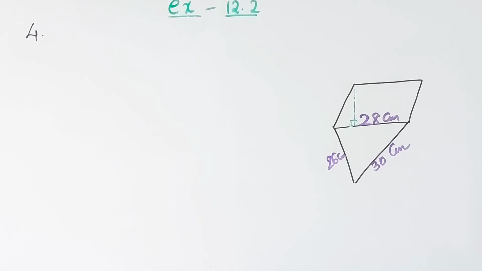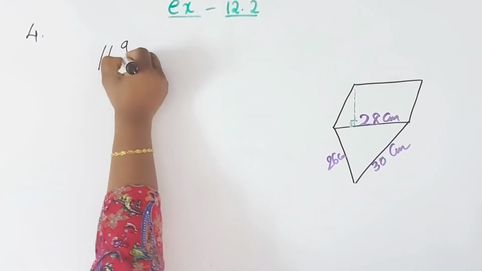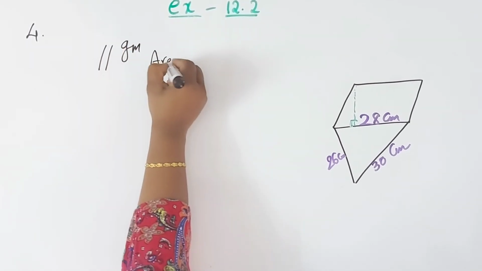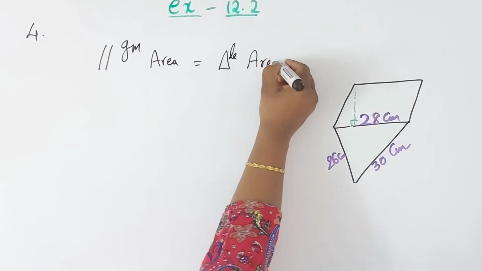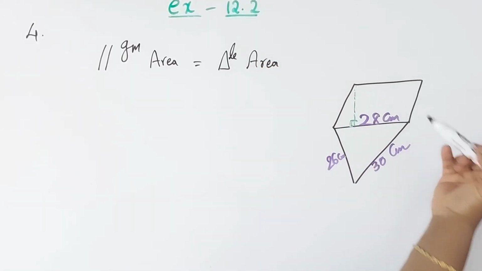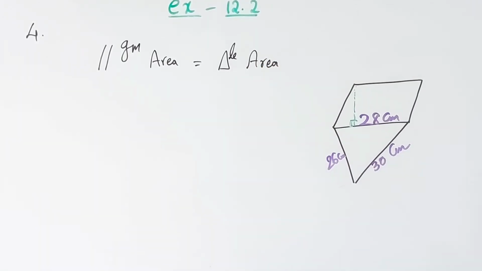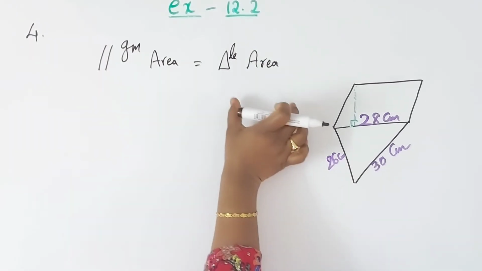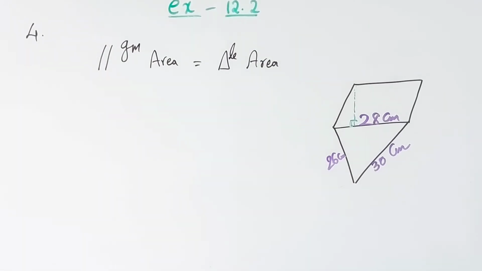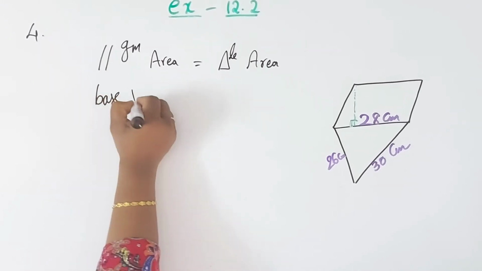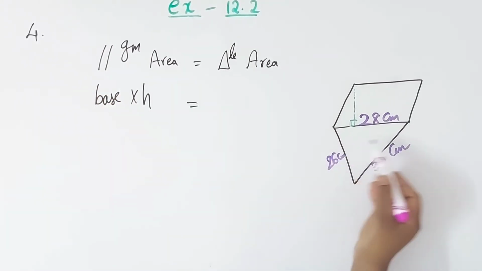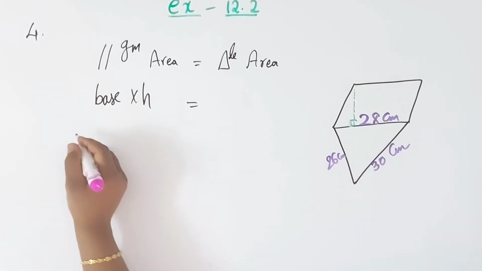And they mentioned one more point. Parallelogram area is equal to triangle area. Here they said parallelogram area is same as triangle area, right? If you know triangle area, from that we can find out parallelogram area. What is parallelogram area formula, children? Base into height. Now triangle area we will find out by using Heron's formula, children.